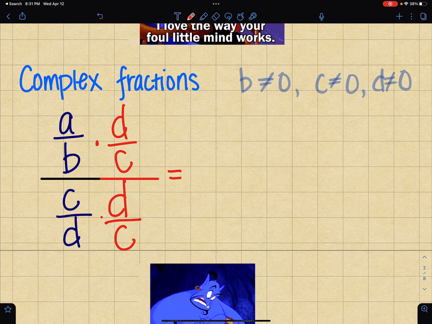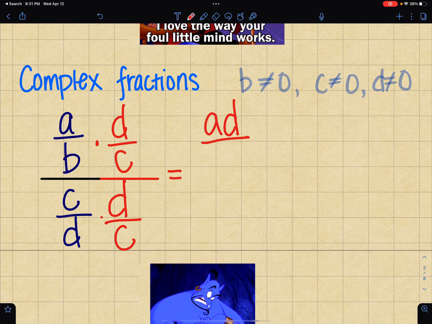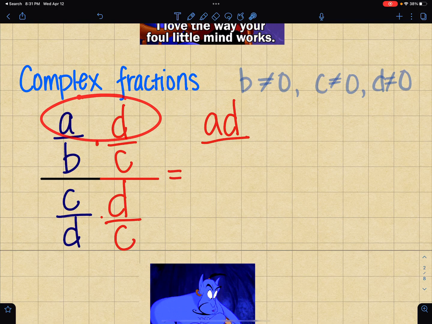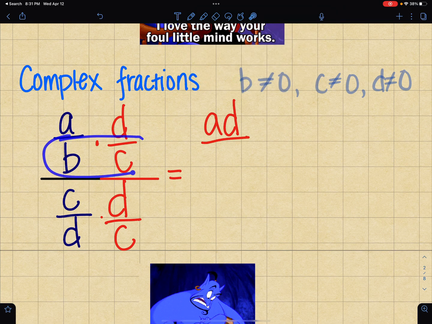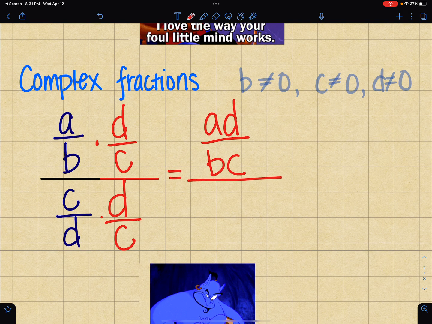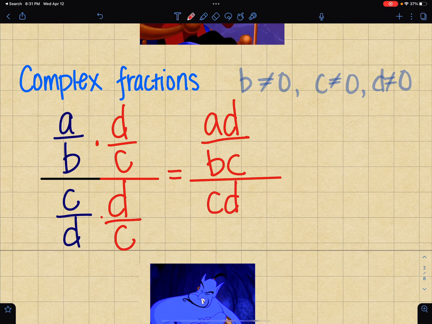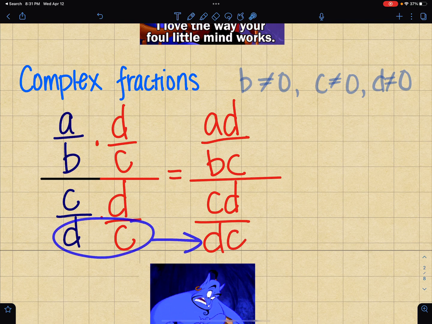Okay, let's just simplify it for now. AD on the top, because you've got A times D. Whenever you multiply fractions, you just multiply straight across. And then we're going to multiply these straight across. The denominator's on the top, right? So it's going to be BC. Then you've got your fraction. Then we're going to multiply C times D, CD, over DC, which was these multiplied together to get that.